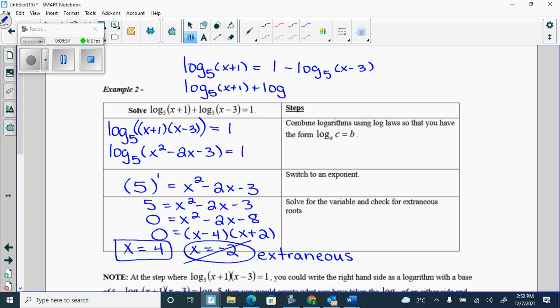So then you would have just the question we started with. And you leave the one on the other side because you're going to need the one on the other side to convert. Does that make sense?